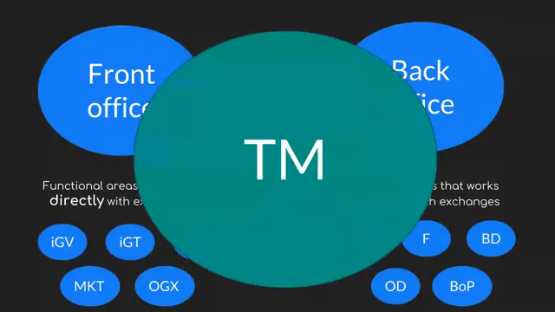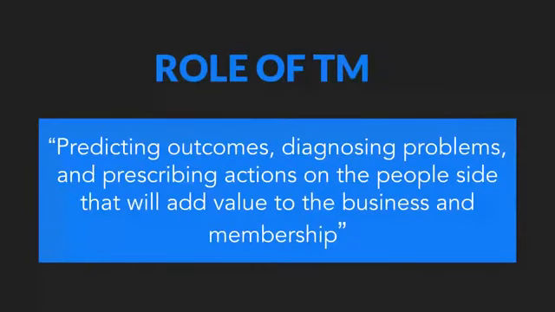But here we are going to talk not about finance, not about BD or anything else, but about talent management. So here you can read the role of TM, which is predicting outcomes, diagnosing problems, and prescribing actions on the people side that will add value to the business and membership. So in general, we have this saying that TM is the people who care about people, and they care about them because they're our members.